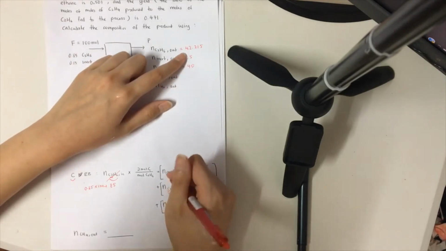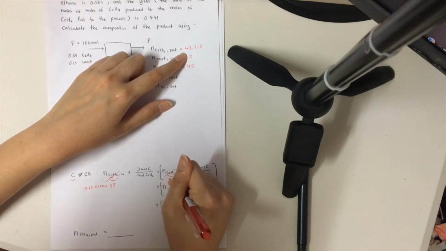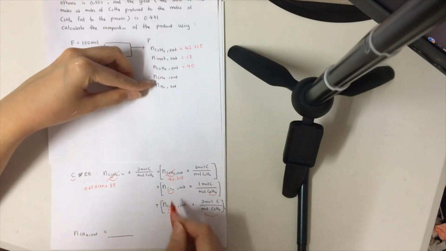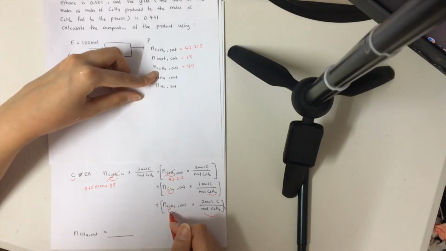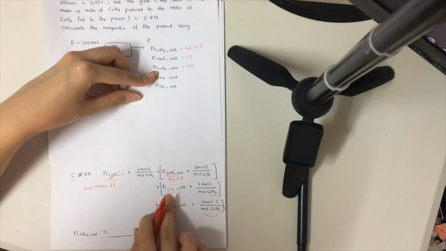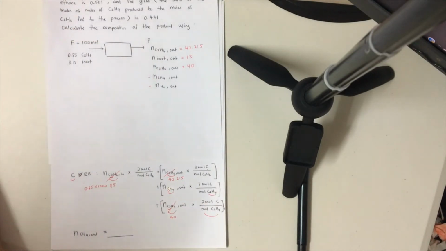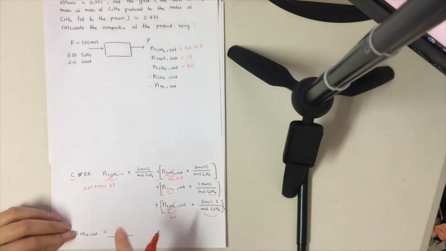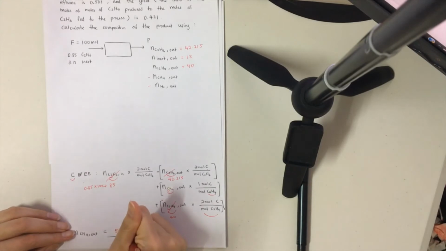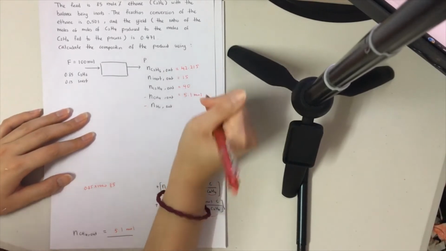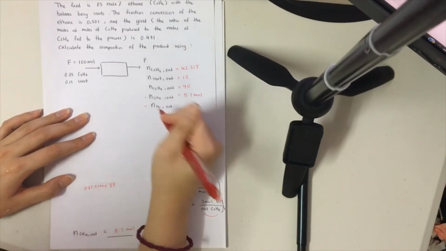C2H6 coming out, we already have it. This is 42.215, and we don't know this, but we know C2H4 coming out is 40. Then you can easily solve for the number of moles of CH4. So the number of moles of CH4 coming out in the product stream is 5.1 moles. Now you have H here, right?